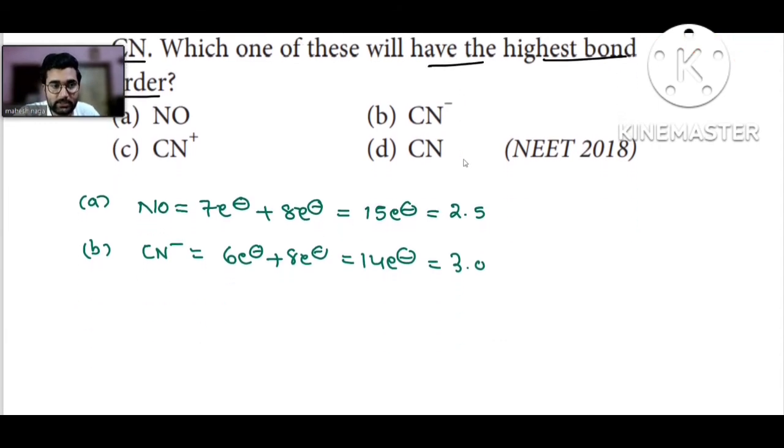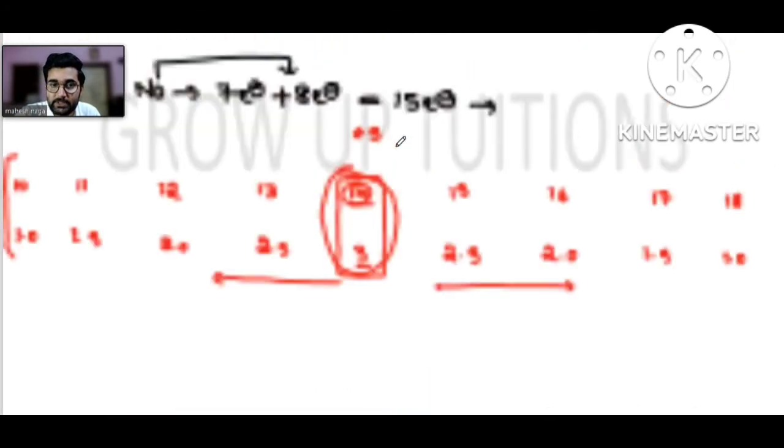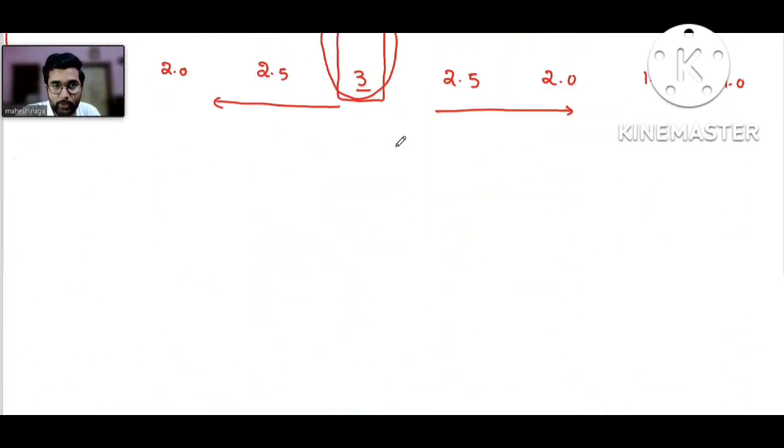Now let us calculate the third one. Here CN positive. Carbon has 6 electrons, but the positive charge means the loss of 1 electron from nitrogen, so nitrogen has 6 electrons. That gives a total of 12 electrons. 12 electrons means the bond order is 2.0.